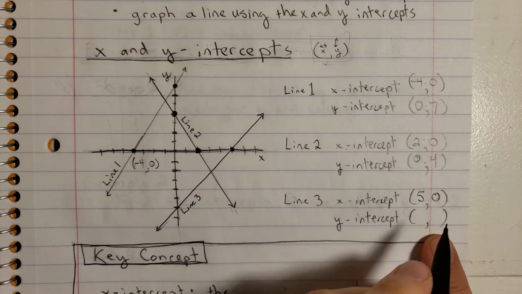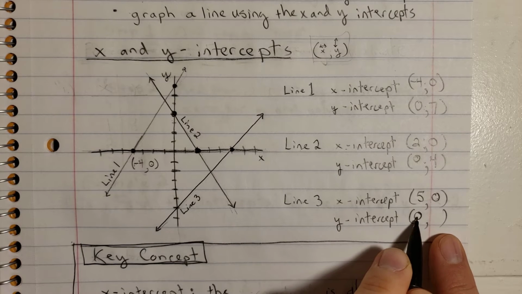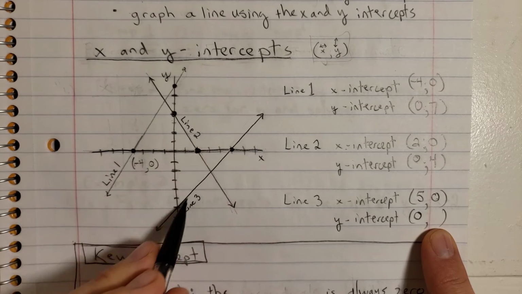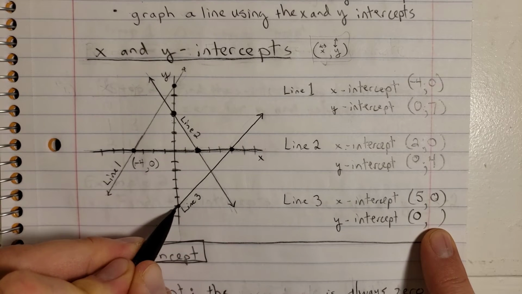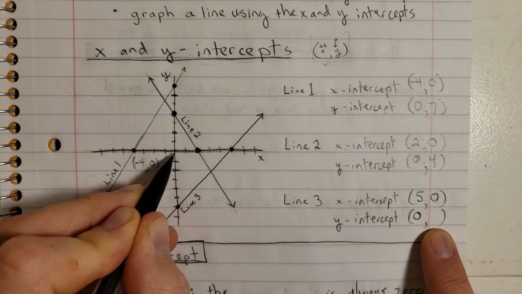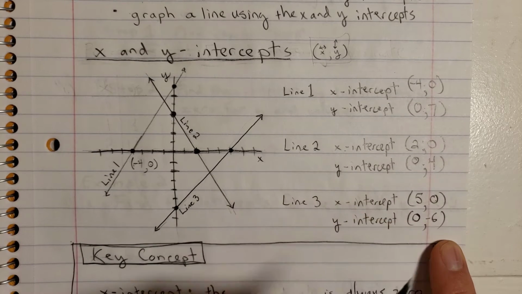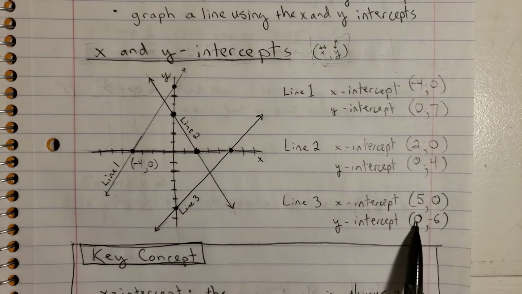How about the y-intercept? Are you predicting that the first coordinate is going to be a 0? The x-coordinate is 0? All right, well, let's check. So where does this line cross the y-axis? It crosses it down here. If we start at the origin, we go left to right, nothing. We go down 1, 2, 3, 4, 5, 6, down 6. So we were correct. That should be a 0.